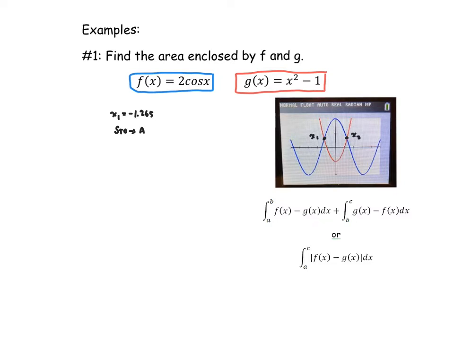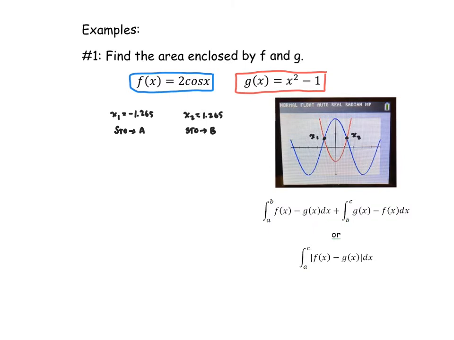Okay, and then based on the symmetry of this graph, x2 ends up equaling 1.265. So x2 you would store as a separate value, store alpha B, or what you could do is you could just make your limits from A to negative A. That's totally up to you.